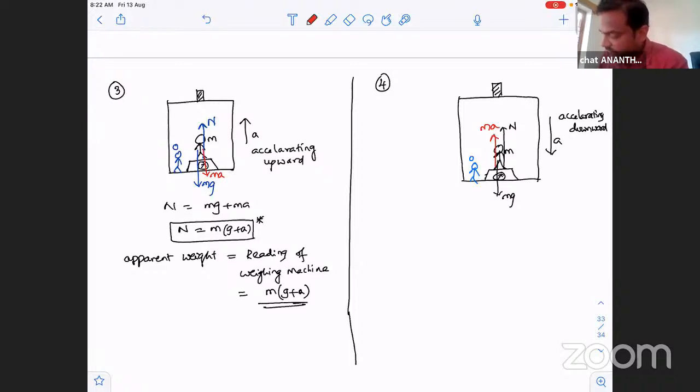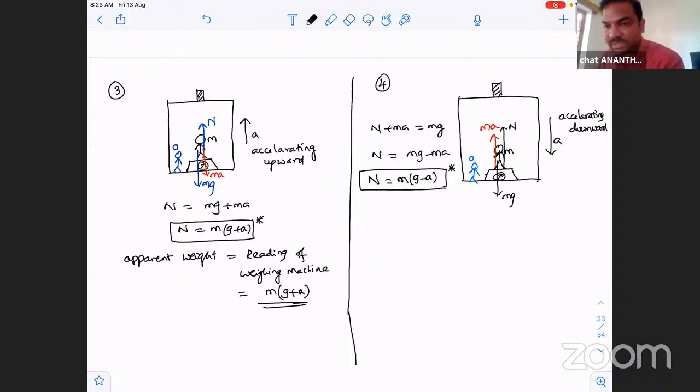Then to this observer, how will the man appear? The man will appear at rest to the observer inside the lift. So I can write N plus ma: total upward force is equal to downward force. Then N is equal to mg minus ma, so N is equal to m into (g minus a). This is the normal reaction.